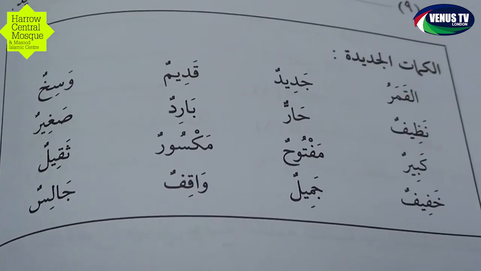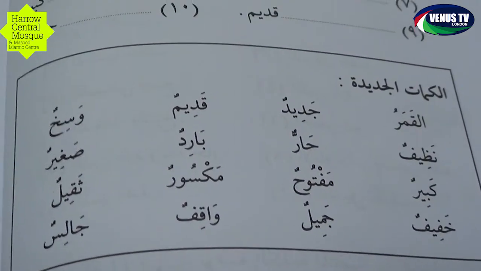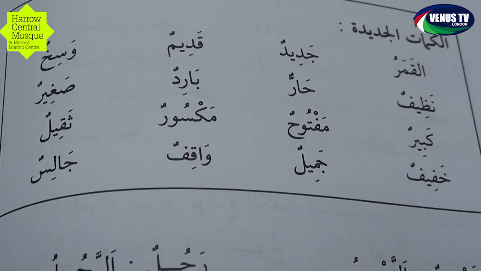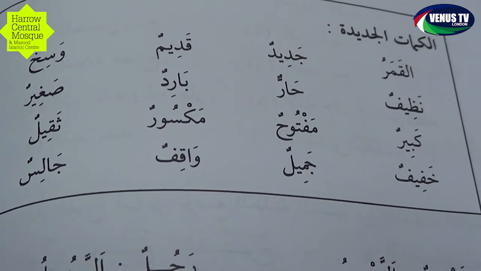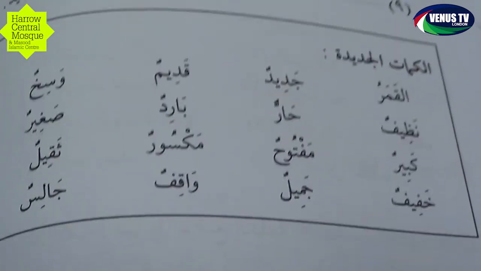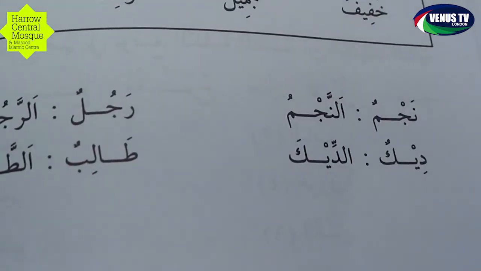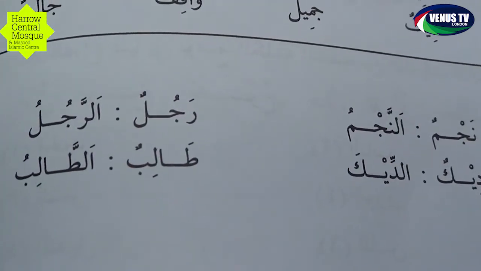Okay, just beneath there you have Najmun and an-Najmu. We know the difference now. What is the difference? Deekun, ad-deeku. Rajulun, ar-rajulu. Talibun, at-talibu. So we know what the difference is.